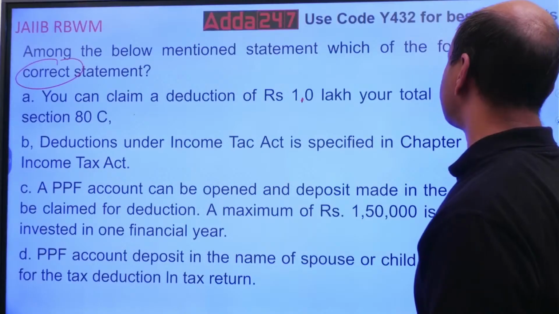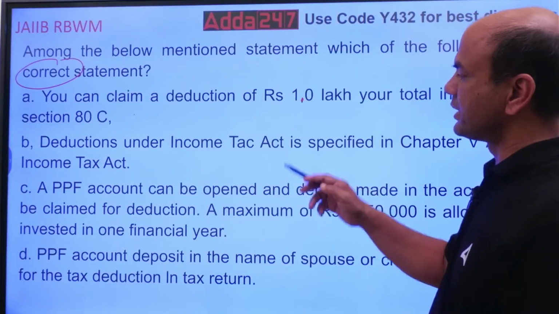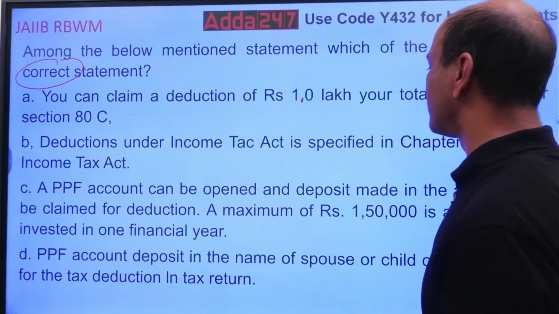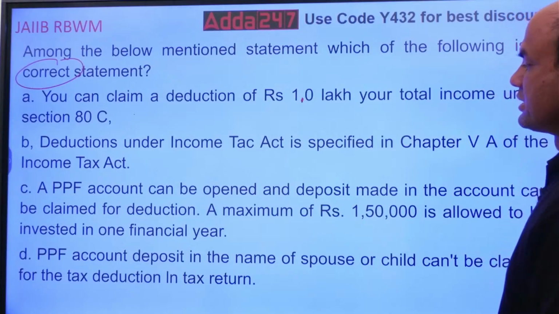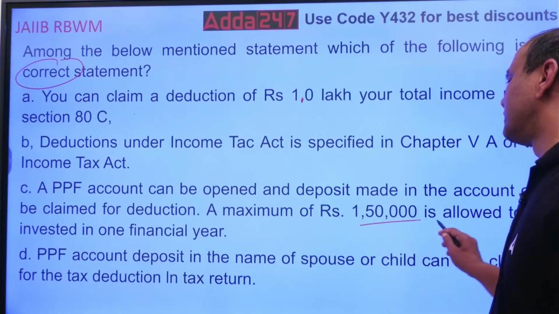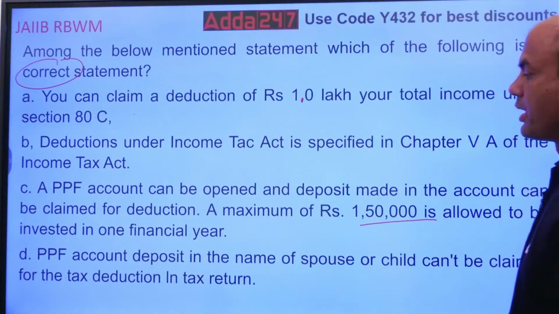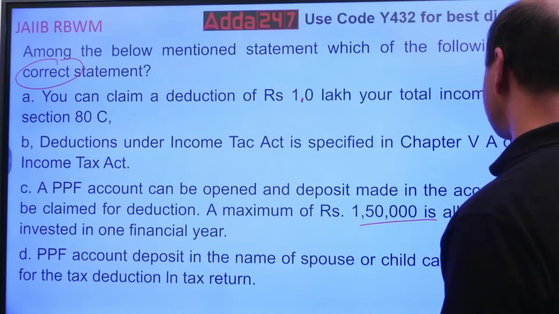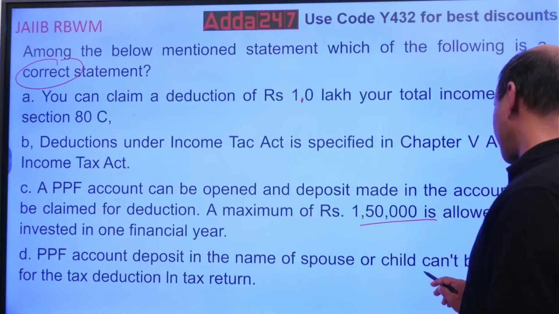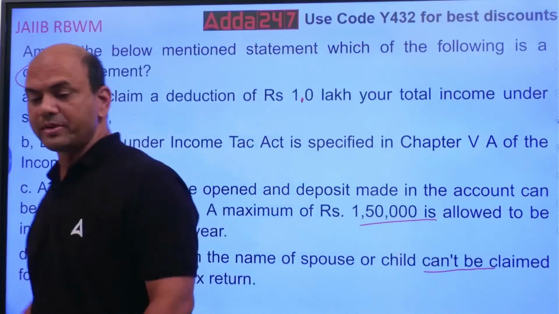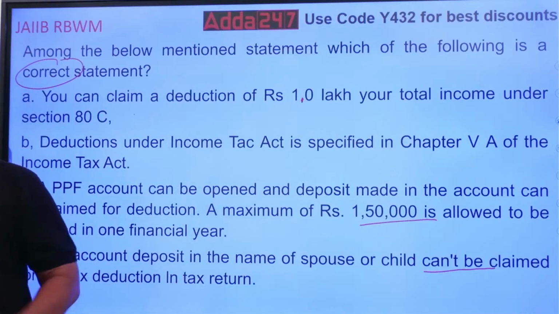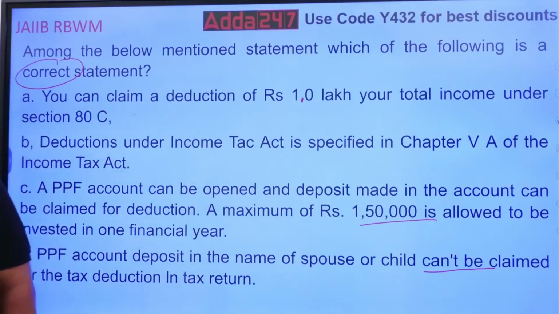Deduction under the Income Tax Act is specified in Chapter 5A of the Income Tax Act. A PPF account can be opened and deposits made in the account can be claimed for deduction. A maximum amount of 1,50,000 is allowed in one financial year. A PPF account deposit in the name of spouse or children can't be claimed in tax return. So now think. PPF is the main question. You might be knowing this PPF answer. Everyone, take the answer. Check the answer, everyone.